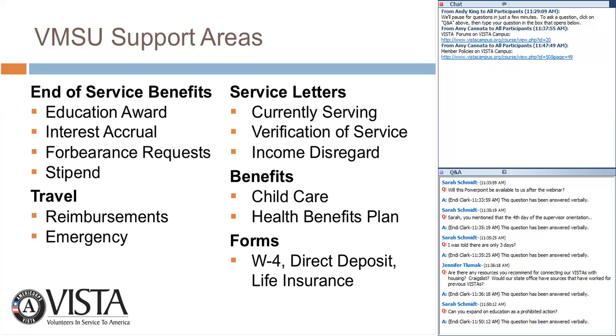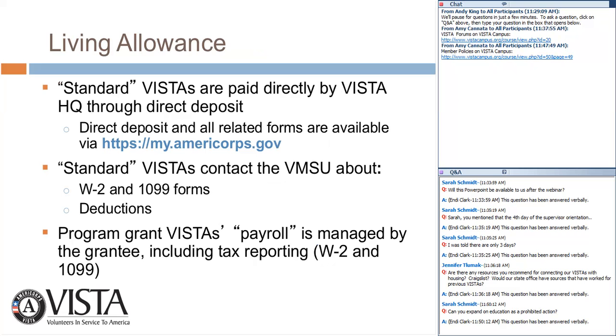So moving on, just a few more slides in the member terms, conditions, and benefits here. Before we move on to reporting, I do want to mention the living allowance. VISTA members who are serving in a standard capacity, meaning your organization does not have an operational grant, those members are paid directly by VISTA headquarters through direct deposit. All VISTA members will have access to their direct deposit entry information and for any of their W-2 or 1099 forms directly on their My AmeriCorps portal.